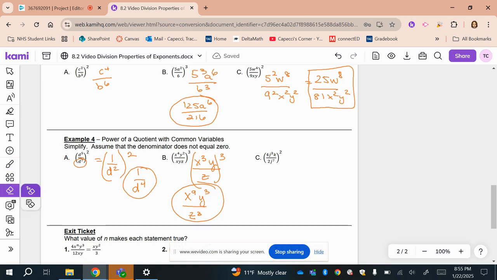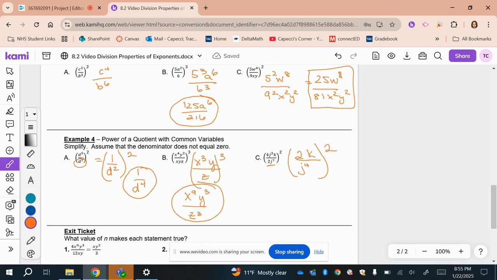And looking at our next problem, first, again, we're going to simplify what we have inside the parentheses. So 4 over 2 gives me 2 in the numerator. j to the third over j to the seventh, I'm going to subtract, but I have more on the bottom, so that gives me j to the fourth. And then I have k to the first on top.